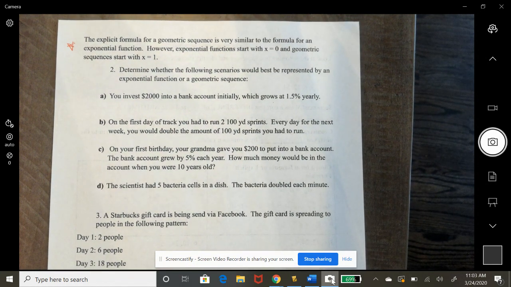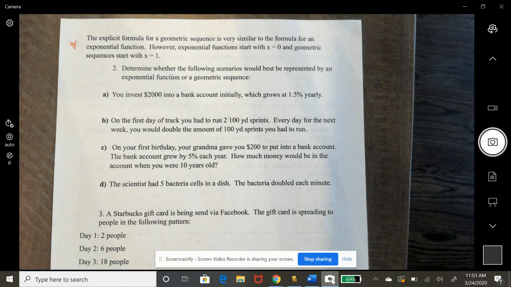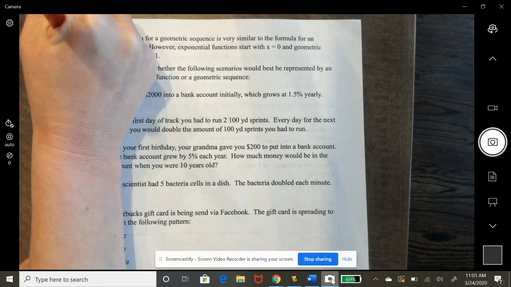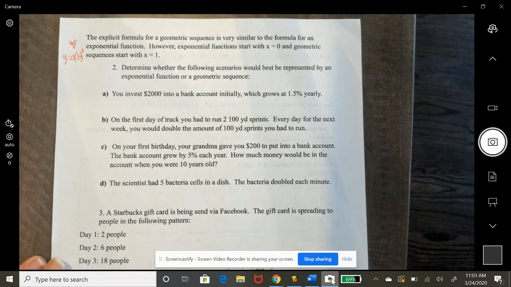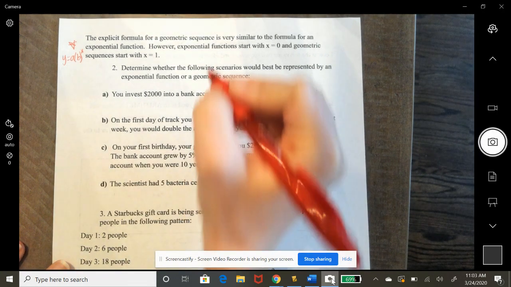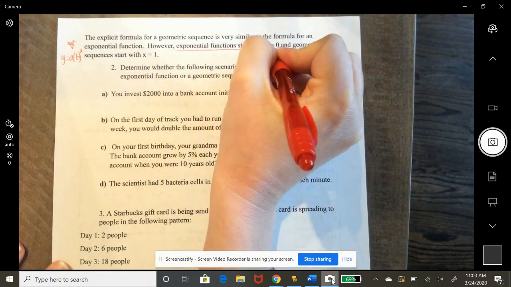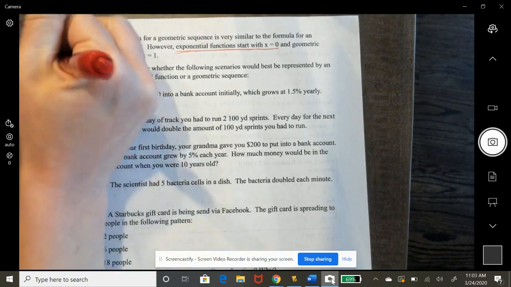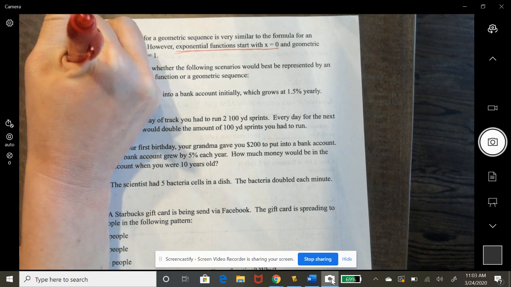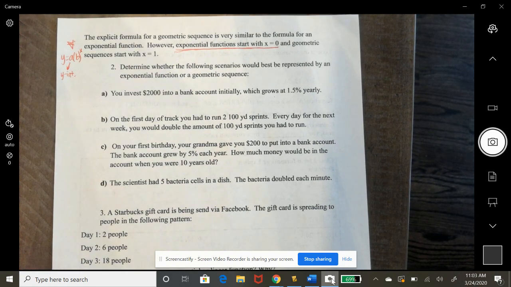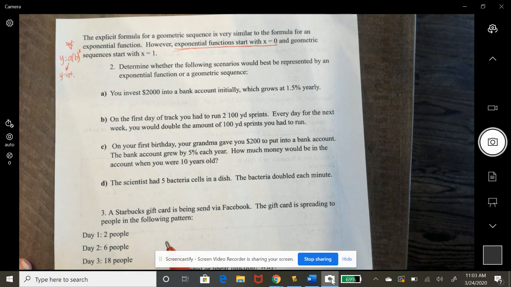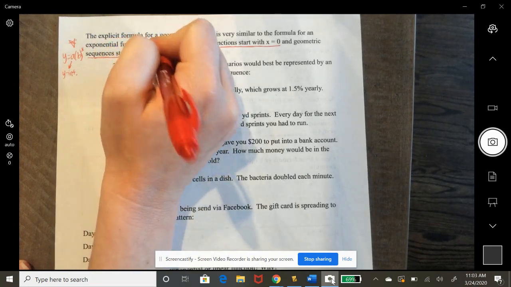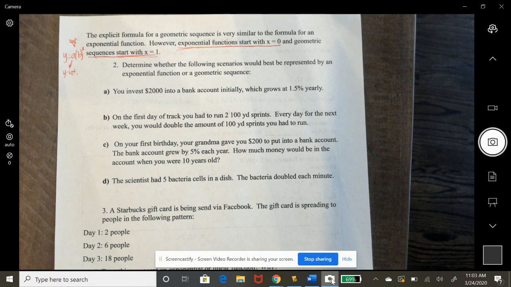The explicit formula for a geometric sequence is very similar to the formula for an exponential function. If you remember, exponential functions look like a times b raised to the x. However, this is the difference. Exponential functions start with x equals 0, because remember you had to start at your y-intercept. That a value represented your y-intercept, or where x is 0. Geometric sequences start with x equals 1. We're not starting at the 0 term, we're starting at the first term.